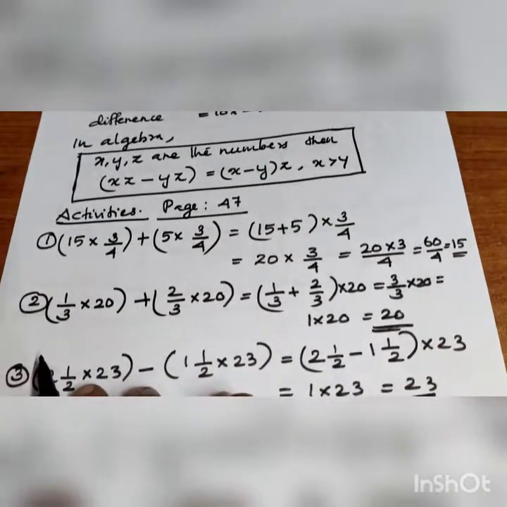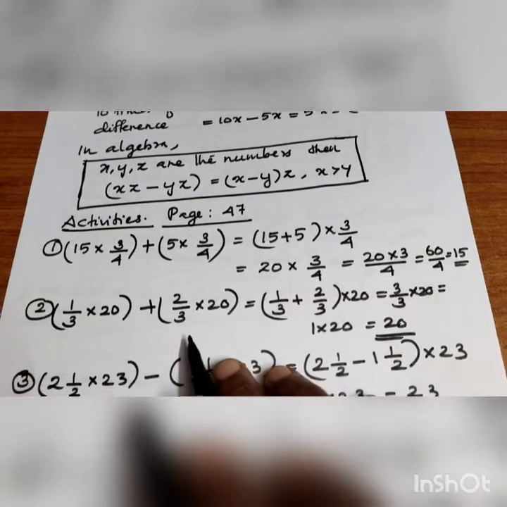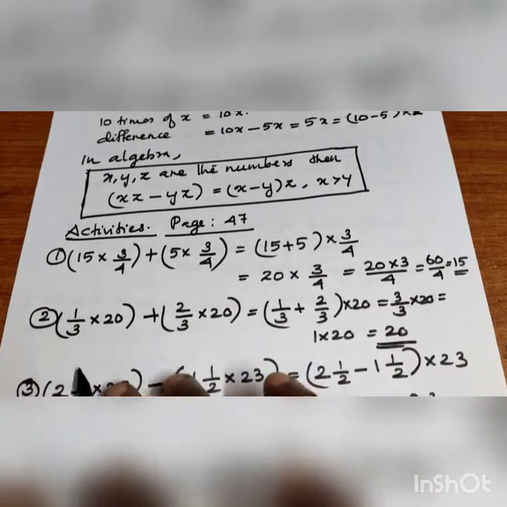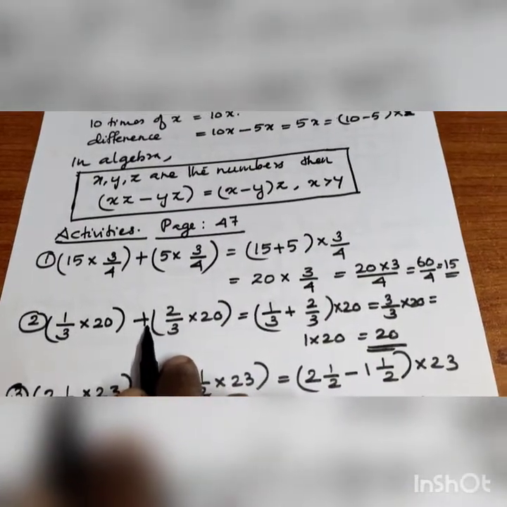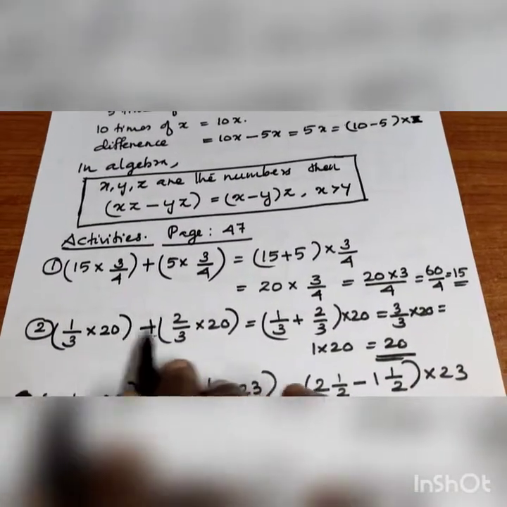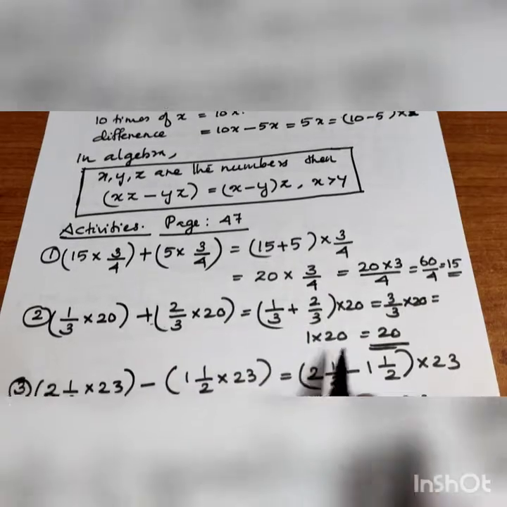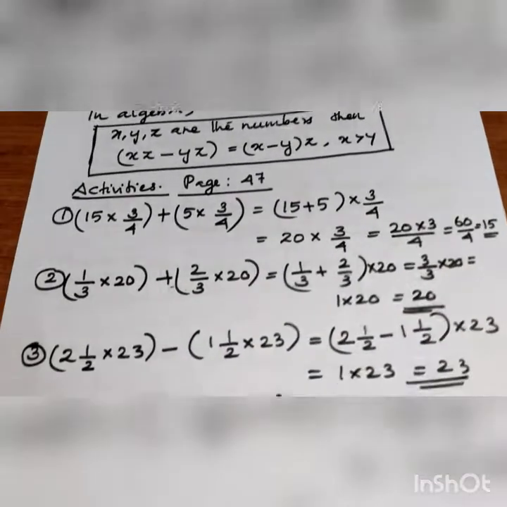Then 1 by 3 into 20 plus 2 by 3 into 20. Here 20 is multiplied by 1 by 3 and 2 by 3. Note the sign in between them: 1 by 3 plus 2 by 3, that is 3 by 3, that is 1 into 20.